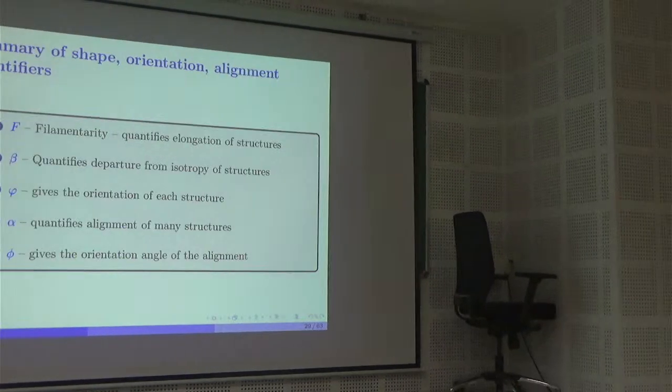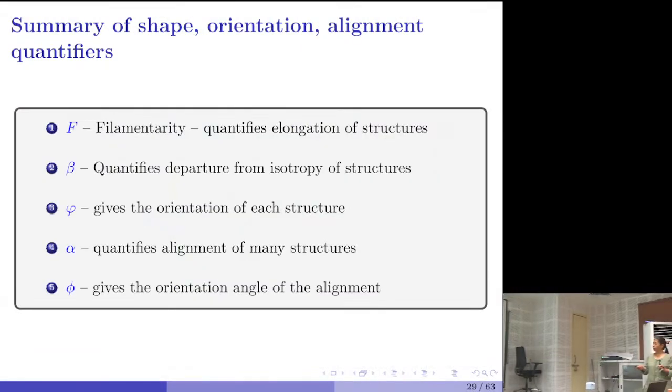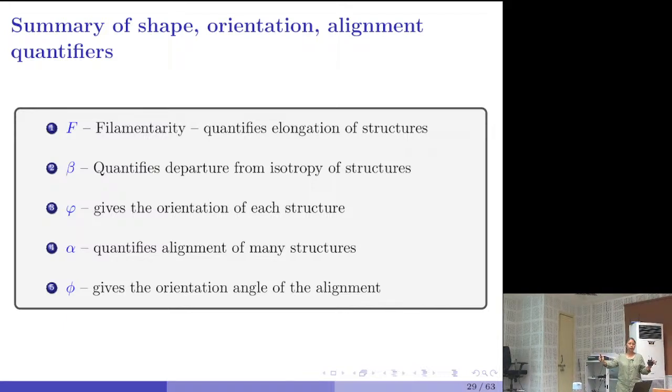Now here is a summary of whatever we have studied so far, in terms of the new information. Scalar Minkowski functionals are there, they have whatever information they have. Then from scalar Minkowski functionals, you define filamentarity, which quantifies elongation. Then for individual structures, the new thing from the tensor is that you can look at individual structures and look at their elongation and orientation. Then for the combined set of structures, you can quantify the alignment and their orientation.